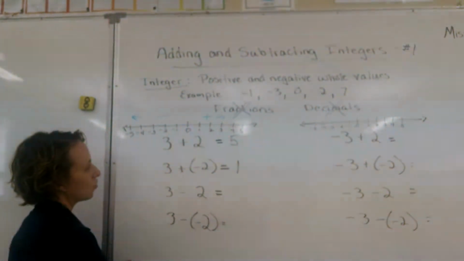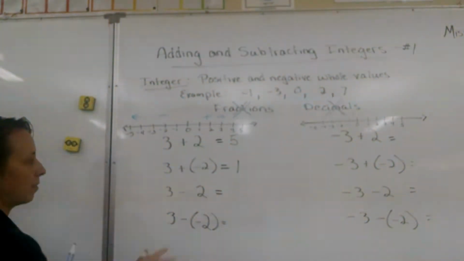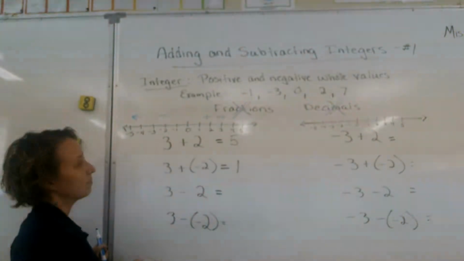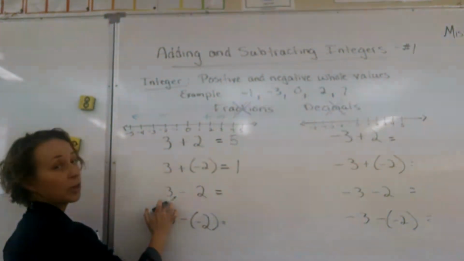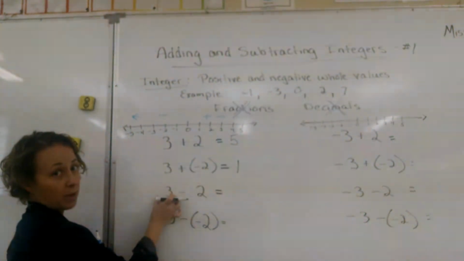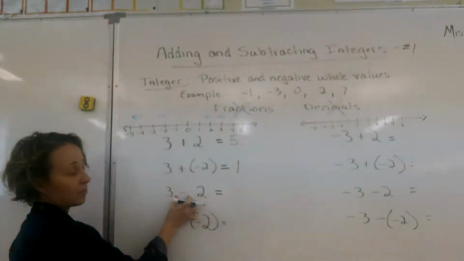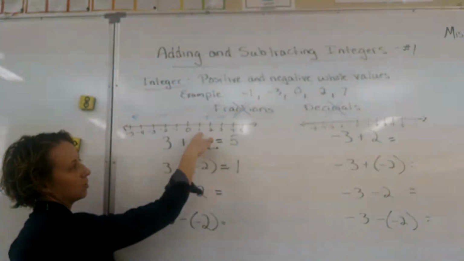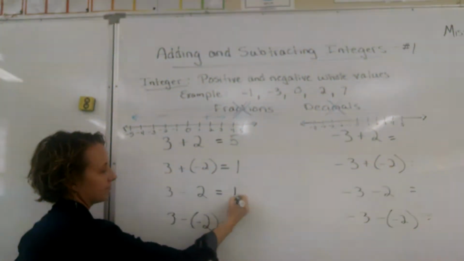Okay, let's try a regular subtraction problem. I have 3, and I'm going to subtract 2. Again, the first number is where you begin. We're going to start at 3. We're going to move in a negative direction, 2. Start at 3, move in a negative direction 2 spaces, we end up at 1.